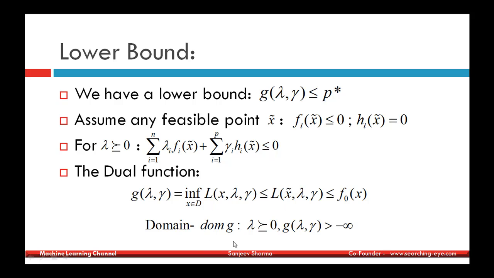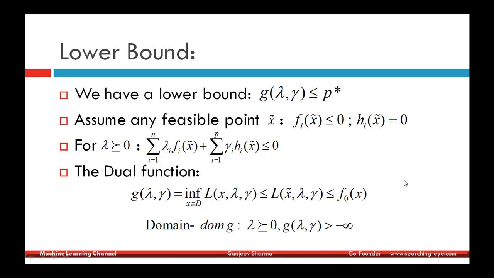And we define the domain of the dual function as lambda greater than or equal to 0, which is a component-wise inequality, that is each lambda i is greater than or equal to 0, and g of lambda comma gamma is greater than negative infinity. If the value of the dual function g of lambda comma gamma is negative infinity, then we will get the trivial lower bound, because for any convex optimization problem, if I want to find the lower bound on the optimal value, I can always say that negative infinity is a lower bound, because nothing can be less than negative infinity.